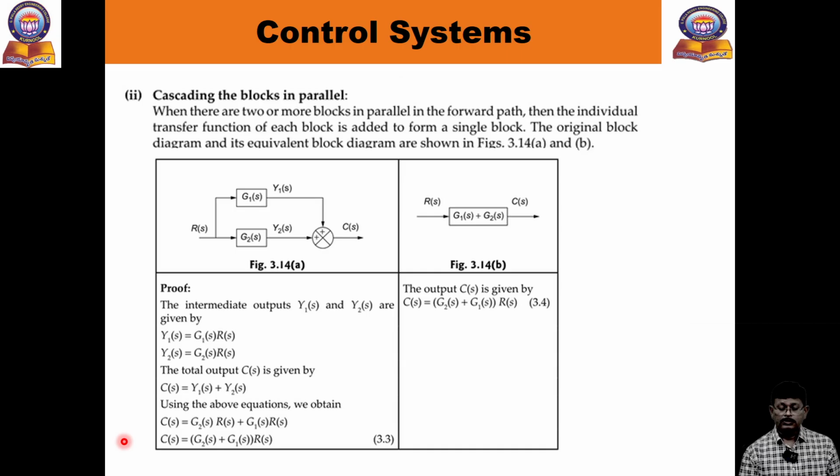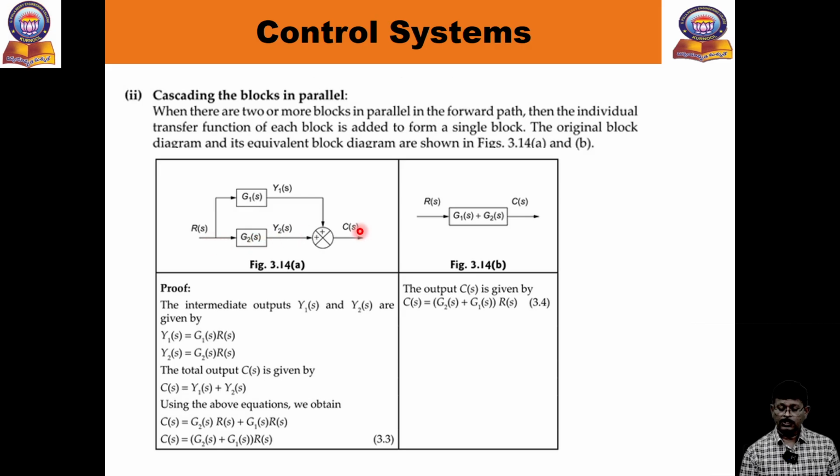Now see, cascade blocks in parallel. The previous case was series, now it is the parallel case. So G1 of S and G2 of S are connected in parallel with a summing point. This is called a summing point. Now the input is R of S, the output is C of S. Let us take Y1 of S and Y2 of S for the individual blocks. Y1 of S is equal to R of S into G1 of S. Y2 of S is R of S into G2 of S.